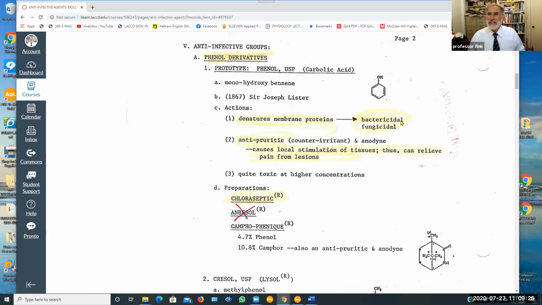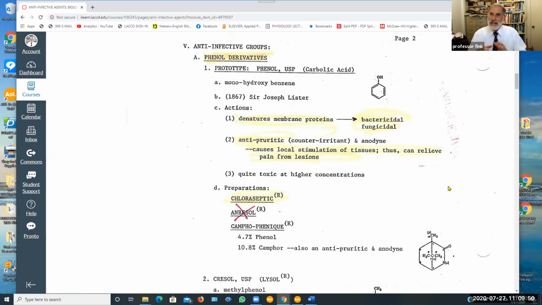It is bactericidal and fungicidal. It directly kills bacteria and fungi. It also has an antipruritic and anodyne action. Let me explain what those are. Pruritus means irritation. Sometimes it refers to itching or anything that's irritating. Antipruritic means that it counteracts the irritation. And it's actually called a counter-irritant.